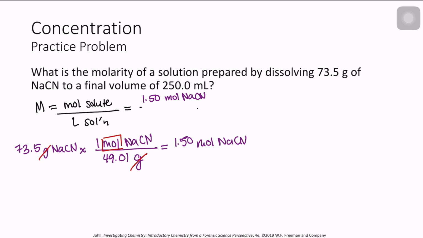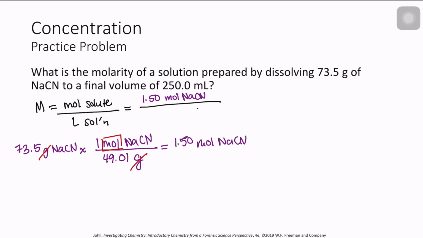And then I'm going to divide that by the volume of my solution. Now, something you need to be very aware of is molarity has to be done in liters. So I need to change my units of volume to liters if I'm not given it in liters.